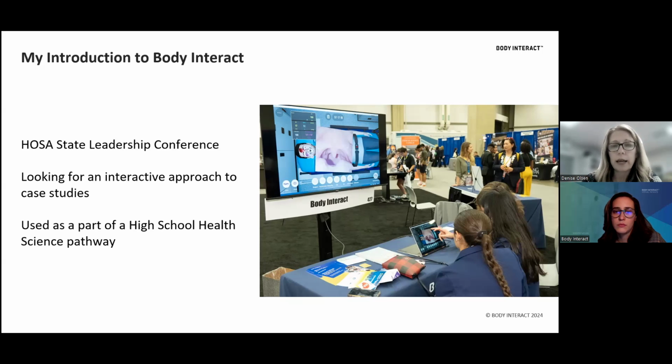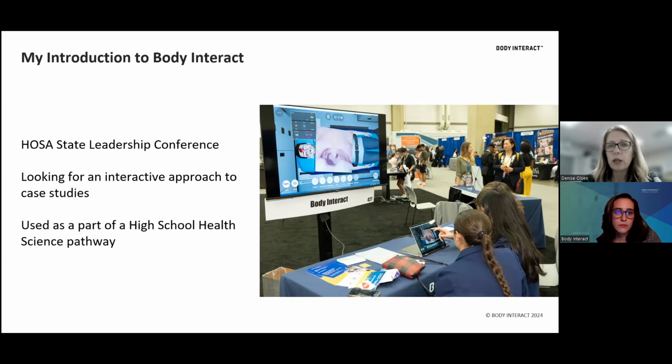Our junior class takes medical science 2, and that is a more in-depth program where they're learning more about medical terminology and body systems. They also take a certification exam when they finish: the medical anatomy and physiology certification. So you can see where Body Interact works well with that program too, because I can select case studies based on what body system we're using.